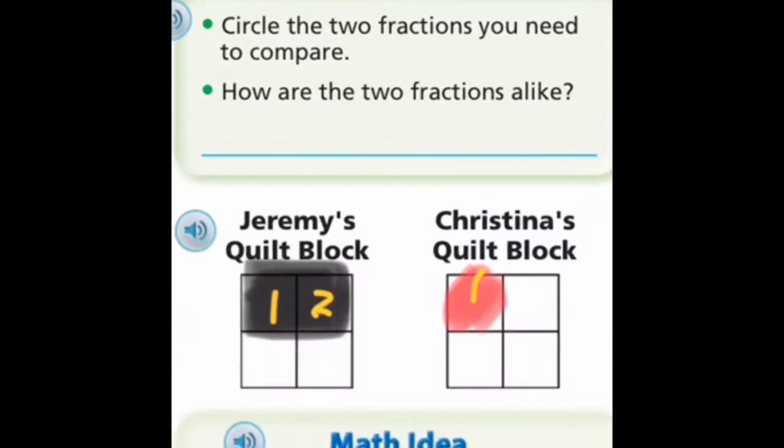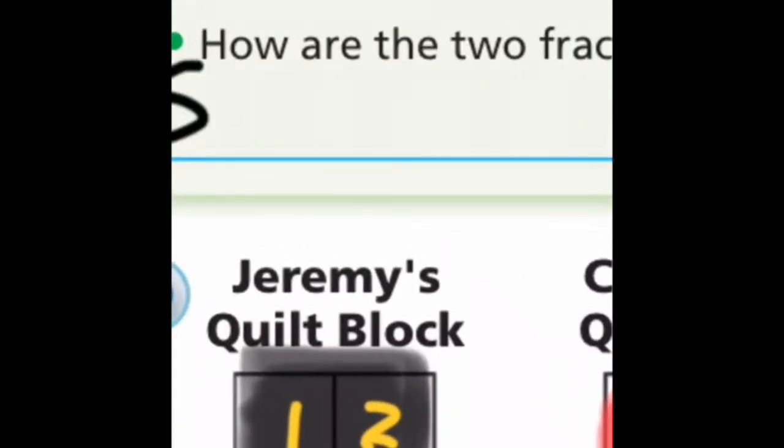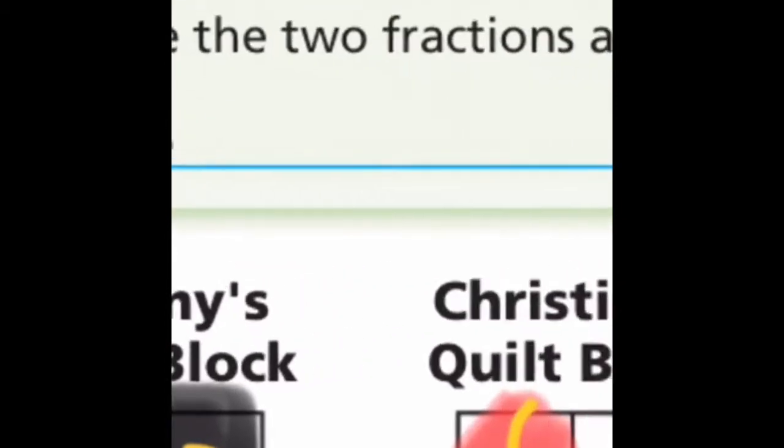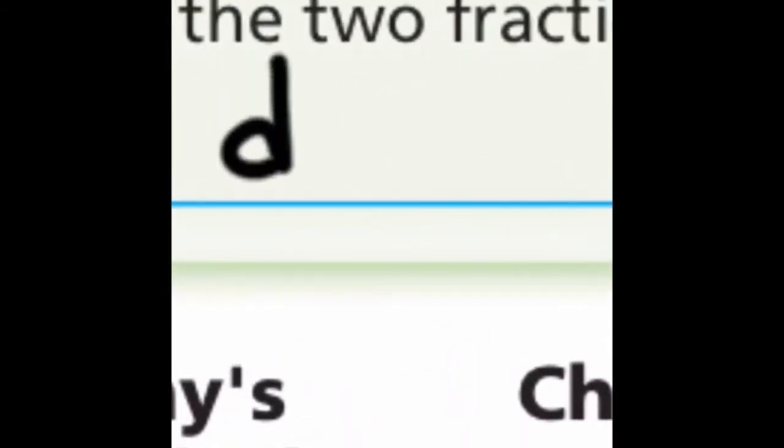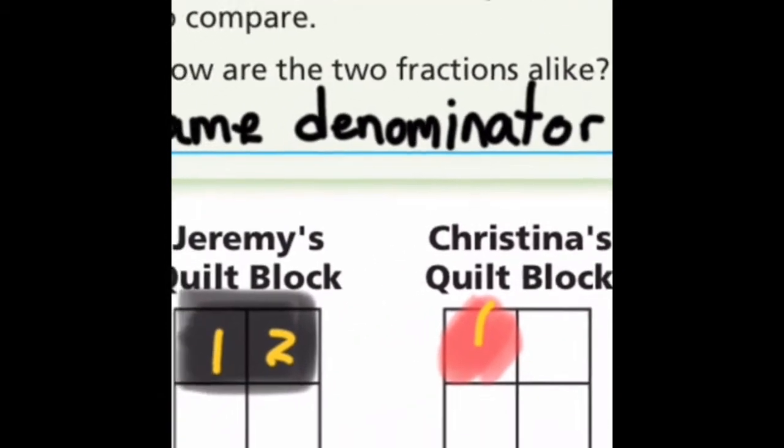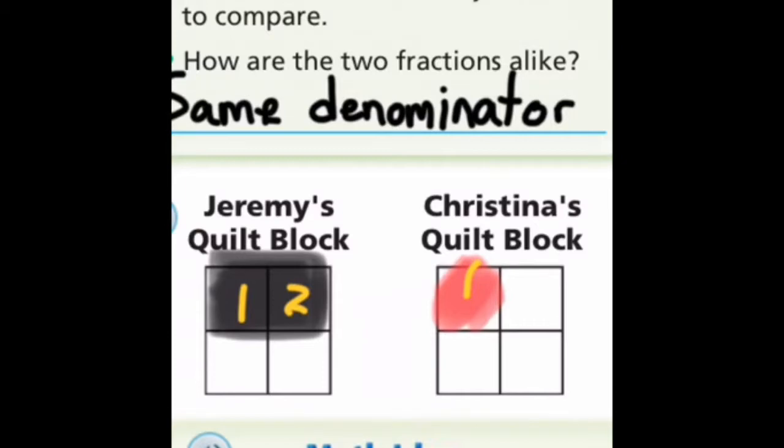Oh, I missed this part right here. It says to circle the two fractions that we need to compare. I did that. How are the two fractions alike? They both have the same denominator, same bottom number, right? That's how they're the same or similar. Okay, same denominator. That's how they're alike. They have the same denominator.